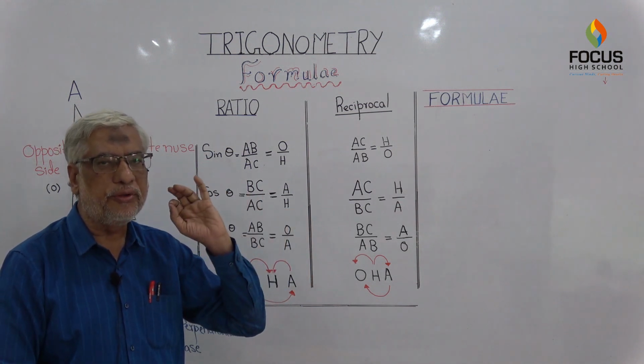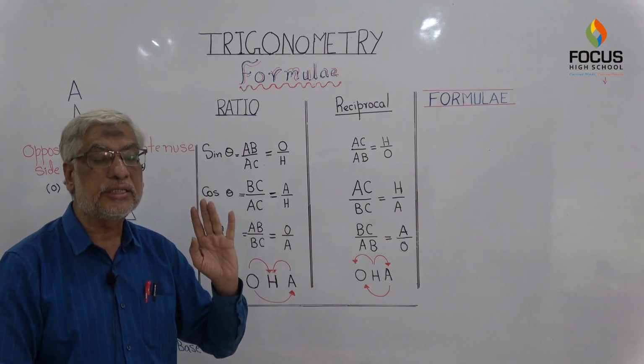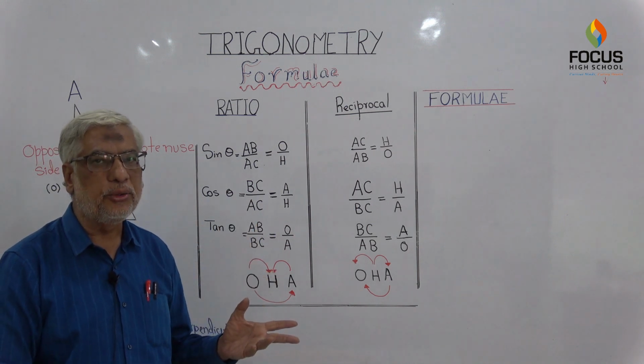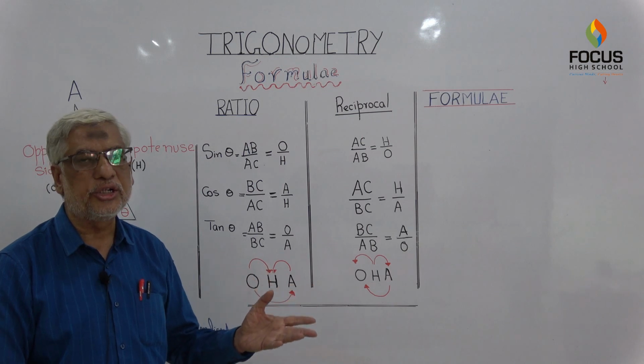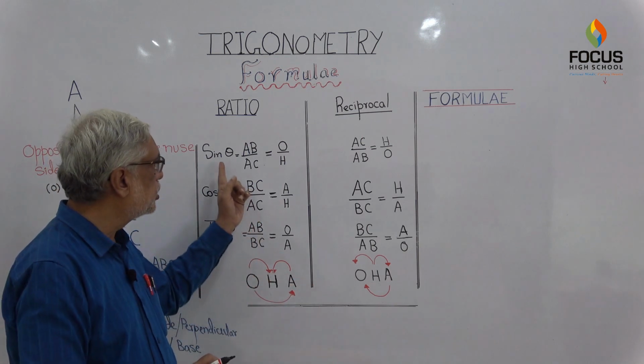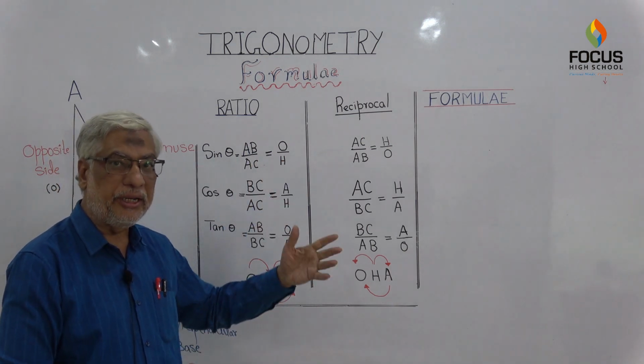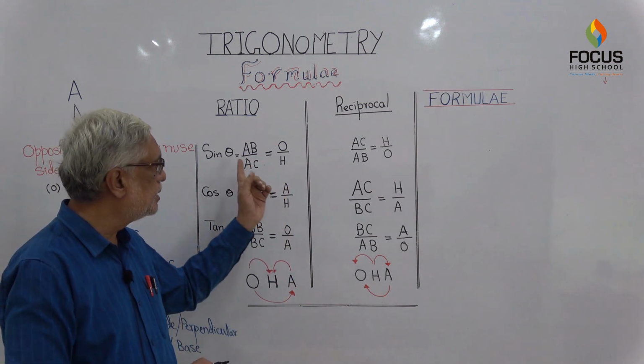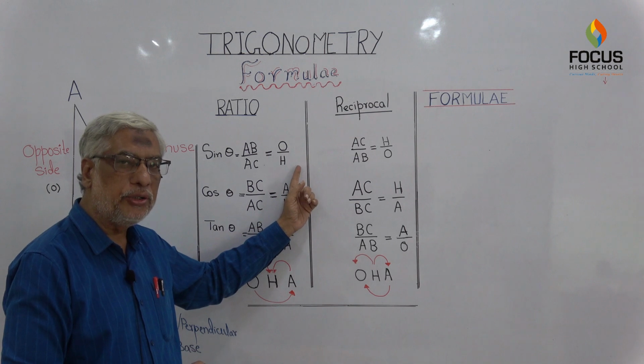We should not have any confusion in it, otherwise in the whole chapter you will get confused, and you will end up writing one ratio for the other. Okay, fine. I am repeating again and again because this is very important. Sine is opposite upon hypotenuse.